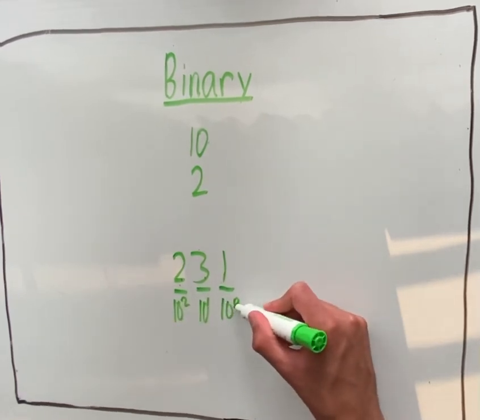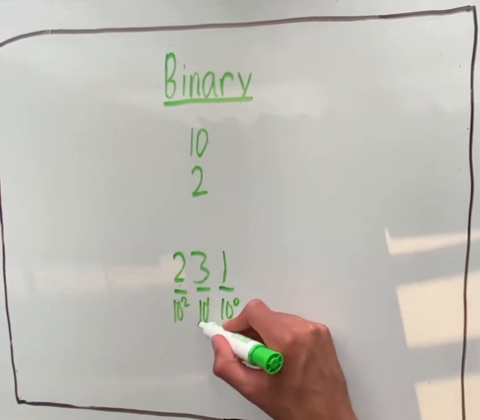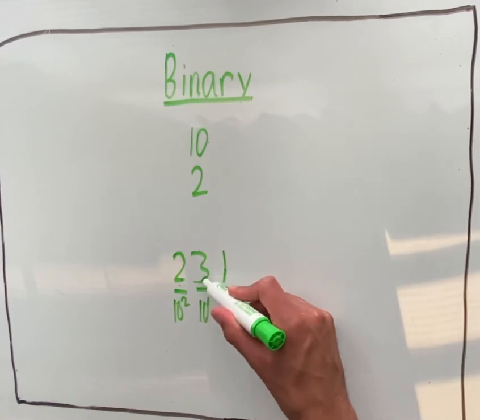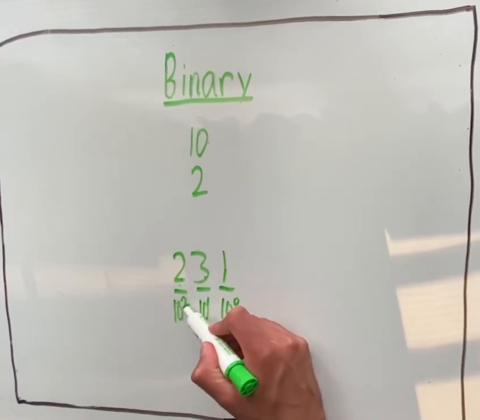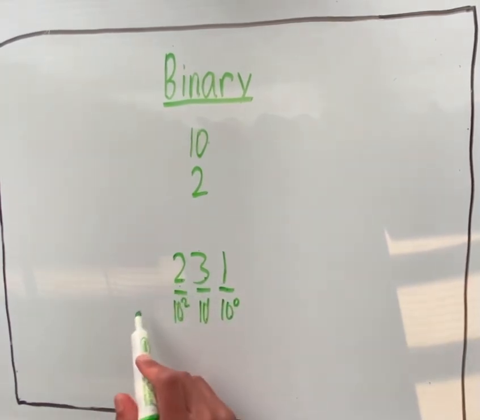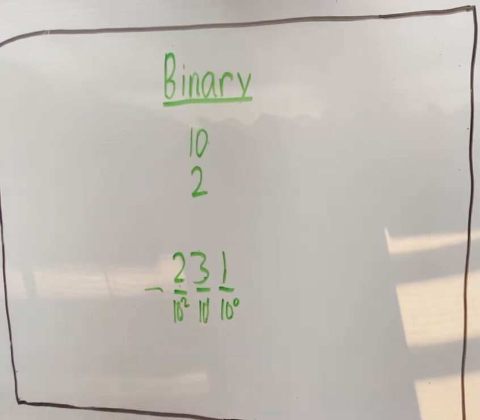Because 10 to the 0 is 1, so 1 times 1 is 1, so that's all this represents. 10 to the first power is 10, so 3 times 10 is 30, so that's what this represents. 10 squared is 100, 2 times 100 is 200, and that's what this represents. And you can extrapolate this to a thousands place, 10,000s place, and so on.